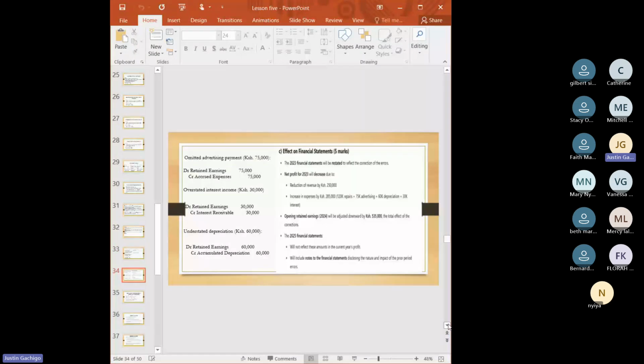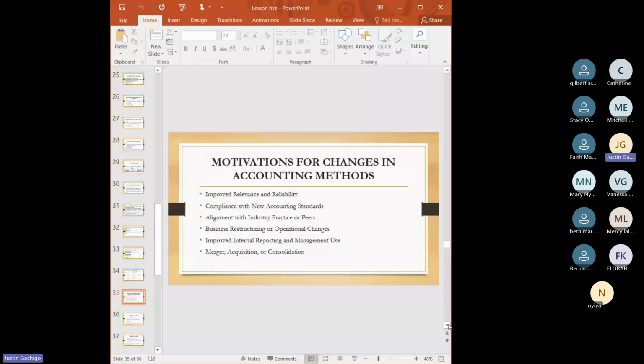So now let us look at the motivation for changes in accounting method. Why should a company change an accounting method? Why should a company move from straight line to reducing balance method for depreciation, or from reducing balance method to straight line? What motivates this company to do the change? Why should the company change from LIFO to FIFO or to weighted average? Why should a company change from IAS 39 to IFRS 9? Why should a company change from IAS 16 to IFRS 17?